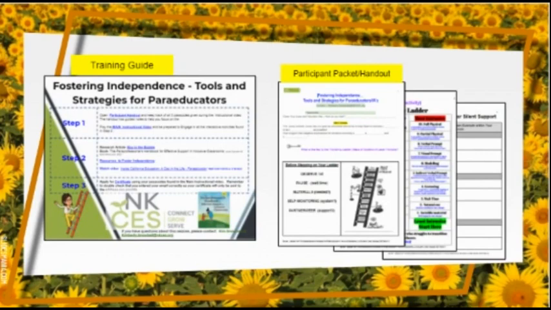Just to clarify, sometimes I refer to the training guide. You'll see this on the left-hand side of the screen. Other times I will refer to the participant packet. This is the 9-page handout that you will use to capture your learning during this session. Don't fear, 9 pages is a lot, but many of the pages are graphics that you will use to guide you through the activities.